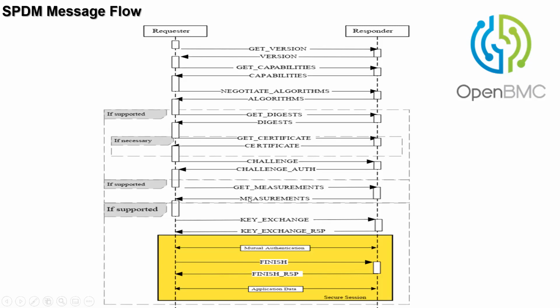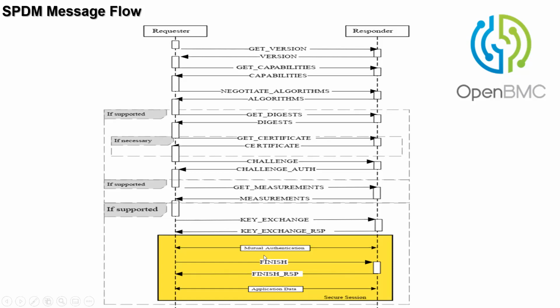And next comes get measurements. Get measurements is the actual measurements done for the firmwares. This will typically be a hash of any firmware. For example, in the case of BMC firmware, the hash of the BMC firmware component will be exchanged with the requester, and then it will be verified by the requester. Okay, so that's the use of the get measurements command.